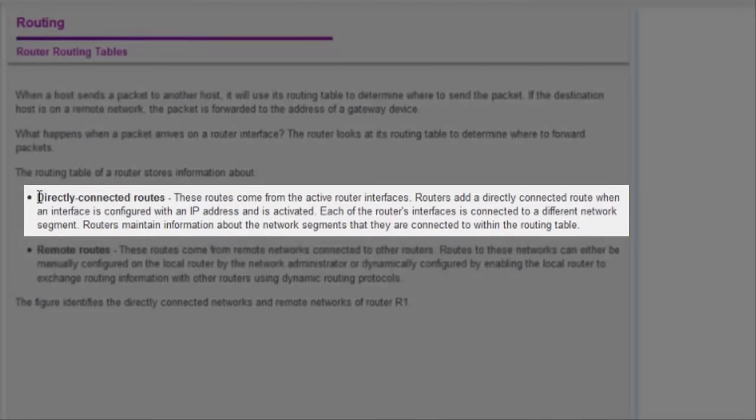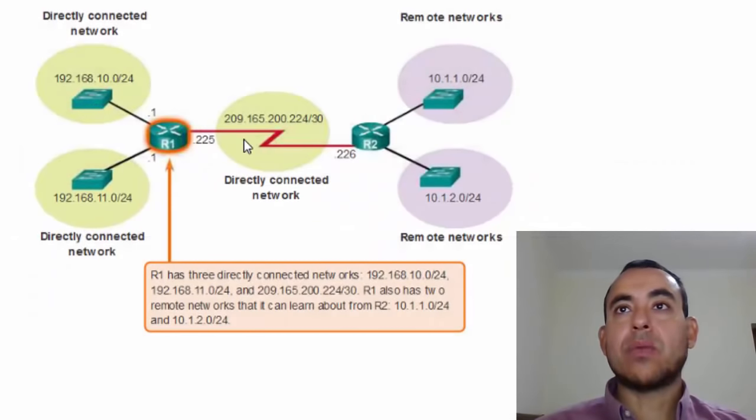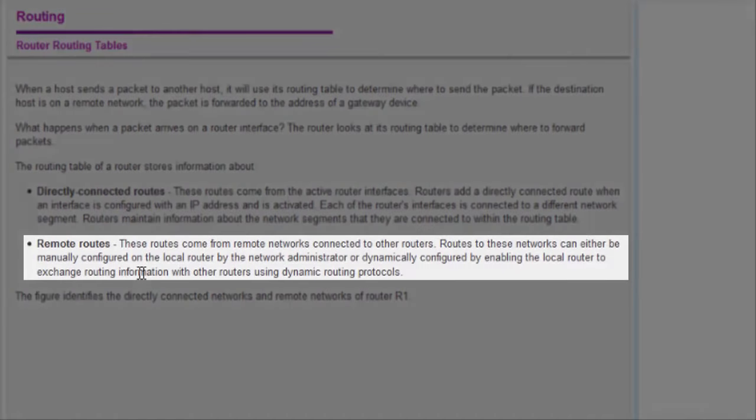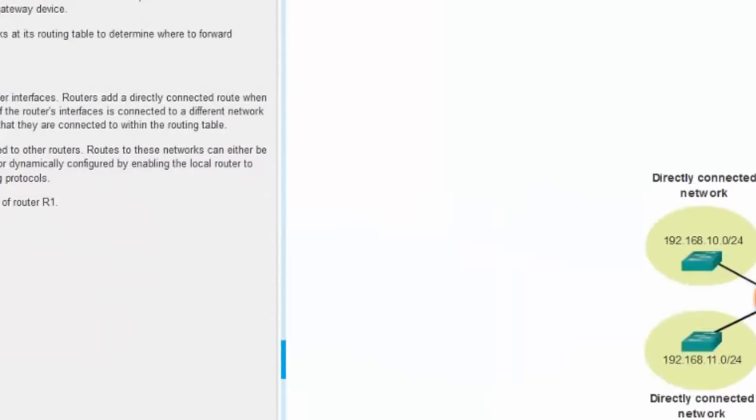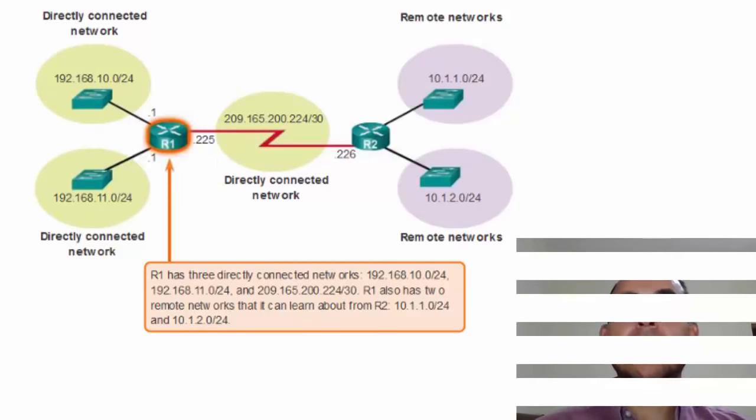The first one is what we call directly connected routes. So this network and this network and these networks are directly connected networks inside R1 routing table. So these are the directly connected routes. And there is the remote routes, which includes all other networks that are not directly connected to R1. So we need to know how R1 really learns about the remote networks, as well as how it actually learns about the directly connected networks.